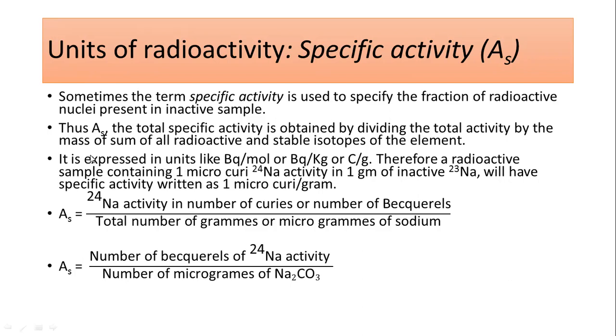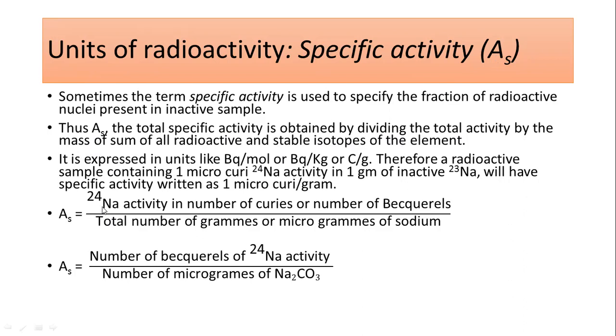So how can you define this one? This is represented by A. As A is the activity, as small is the specific activity. This is simply obtained by dividing the total activity by the mass of the sum of all the radioactive and the stable isotopes of the elements. The formula is given over here.